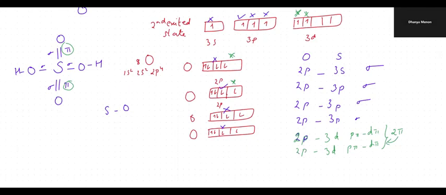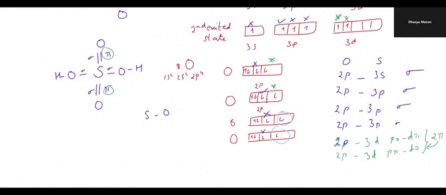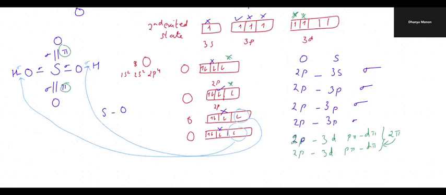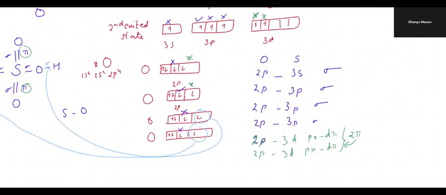Here you can see there are 2 unpaired electrons left for oxygen. Those are used to form the sigma bonds between oxygen and hydrogen. But here we are talking about the pi bond between sulfur and oxygen. So that's why we are not talking about the bond between oxygen and hydrogen over here.